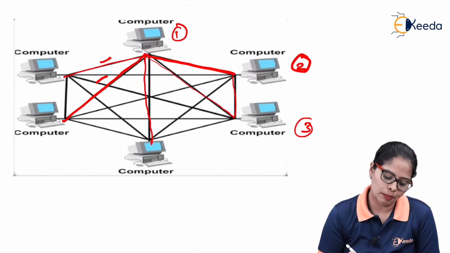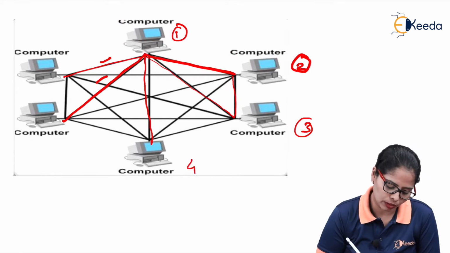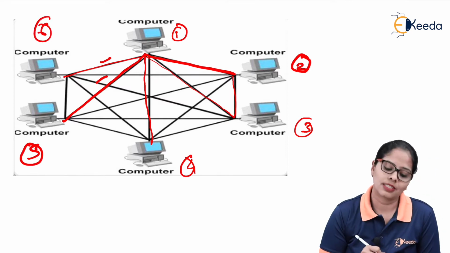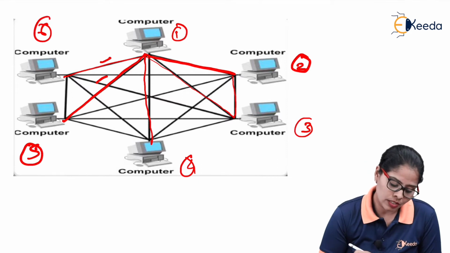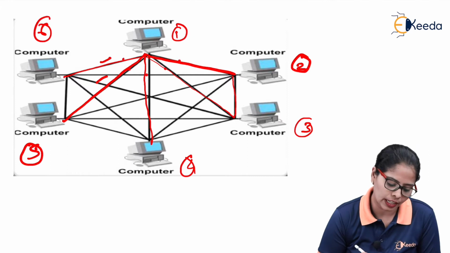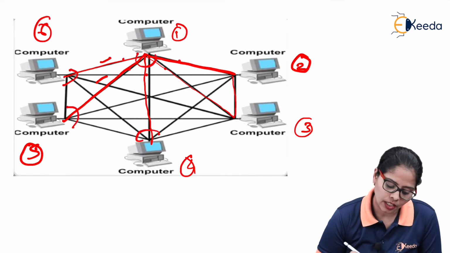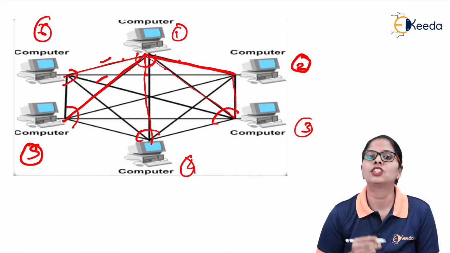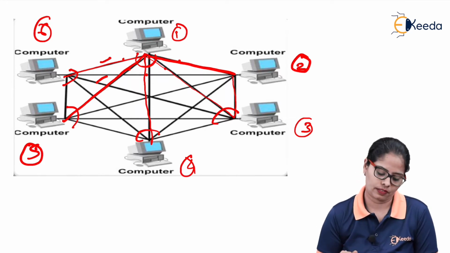So this is our example. Here we have computer 1, computer 2, computer 3, computer 4, computer 5, computer 6. Each computer is connected to the other computers with a dedicated line. See over here, total 1, 2, 3, 4, 5. There are 5 cables everywhere. For every device there are 5 cables. So here in the mesh topology, each device is connected to the other devices with a dedicated link.